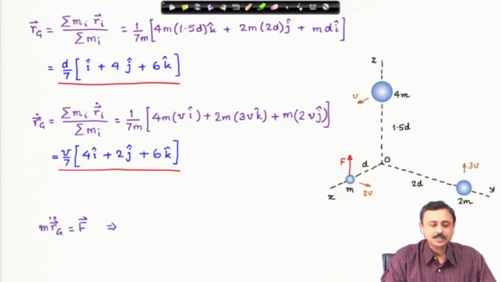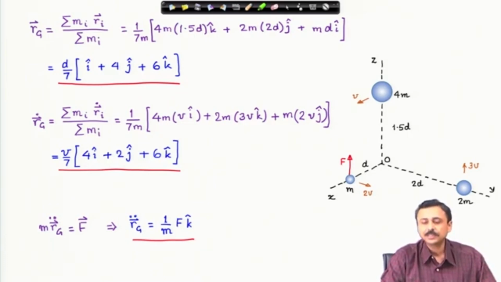Acceleration of the center of mass is governed by the generalized Newton's second law. So, mass times acceleration of the center of mass is equal to the net force acting on the system, and from there we obtain the acceleration of the center of mass as (1/m) F k cap. Here the force vector F is in the k cap direction.